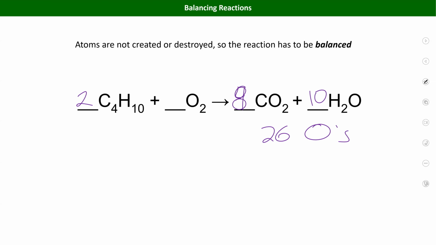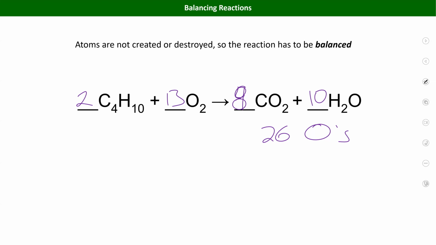And that's an even number, which we can get O2. Takes 13 of them. So this is why we do things in moles, because the reactions happen in moles. We balance the reaction in terms of moles, because it's all about how many atoms we have in order to make things happen.